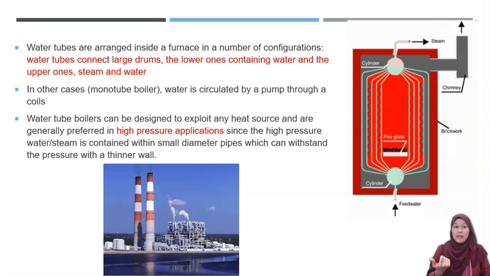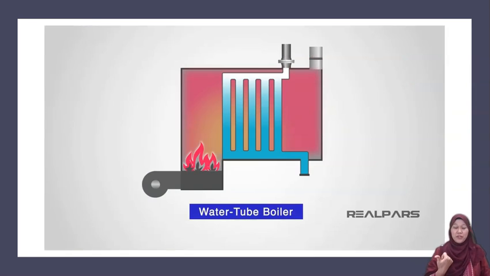And they have a mono tube boiler. It means that they have a single tube going into the boiler. Sometimes they have more than one water tube inside the boiler. The best thing is they can produce the high pressure application needed in power generation. Let's look into this video on the water tube boiler.